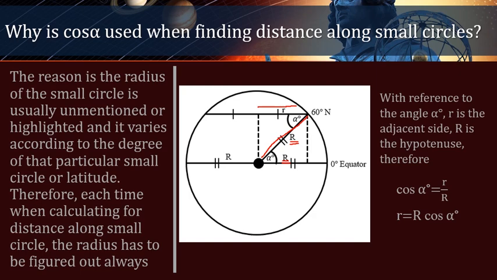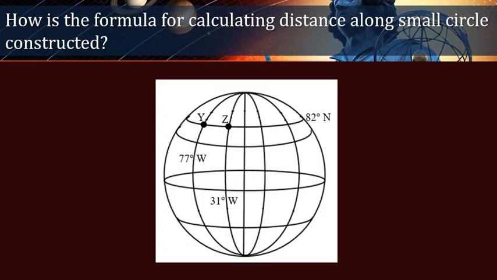So that is why this cos alpha is used in that formula. Where is it coming from? It is coming from when we try to find r in reference with the angle and the radius of the earth. Let us see now how the formula is constructed. And r is equal to capital R cos alpha degrees.